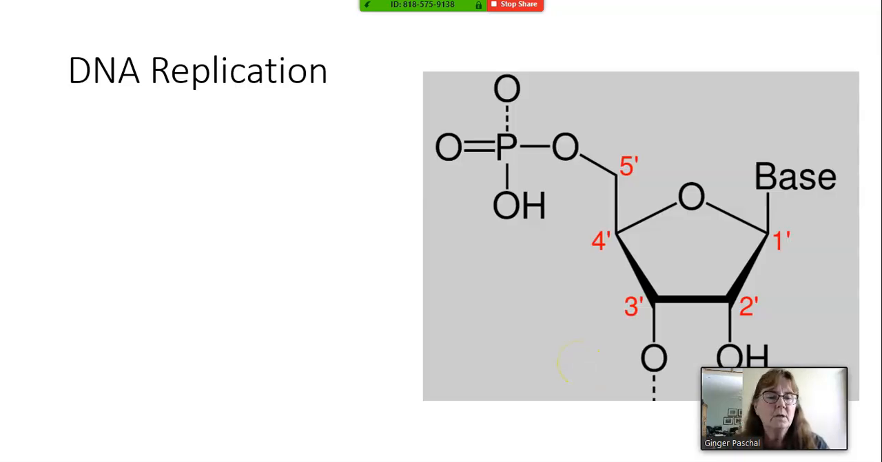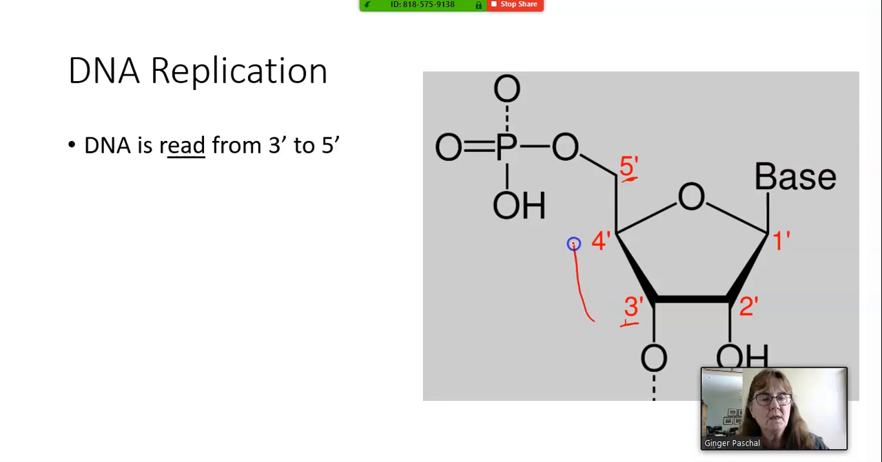So DNA replication. As you can see here, we've got a nucleotide. We have our base and our sugar and our phosphate, and you can see that they're actually numbered 1, 2, 3, 4, 5. The reason I've labeled this here is so that you can see that we read DNA from the 3' end to the 5' end. If there were several nucleotides in a row, we would start at this end and read in that direction, reading the other nucleotides.